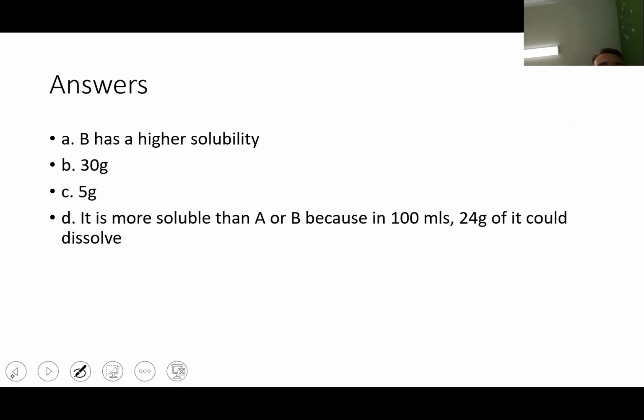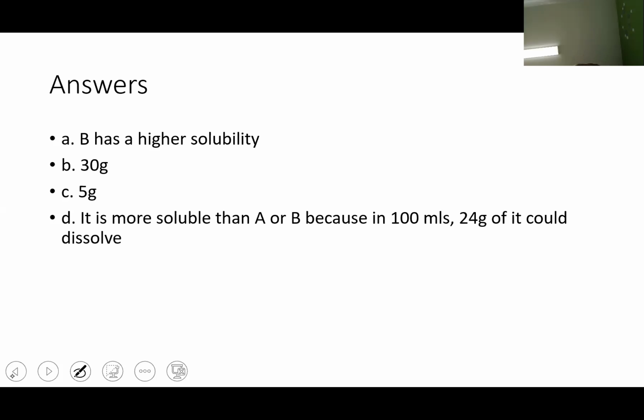Okay, so B has a higher solubility because you can dissolve more of it, 20 grams in 100 mils instead of 15 grams in 100 mils. The next question said if I had 200 centimeters cubed of water, or 200 mils of water, hopefully you can see that that is twice the amount of water. So how much of A could I dissolve? Well, if you've got twice the amount of water, you can dissolve twice the amount of salt. So that's 2 times 15, which is 30 grams.